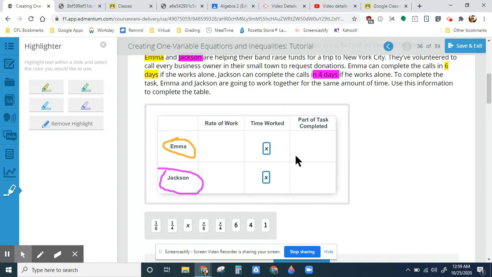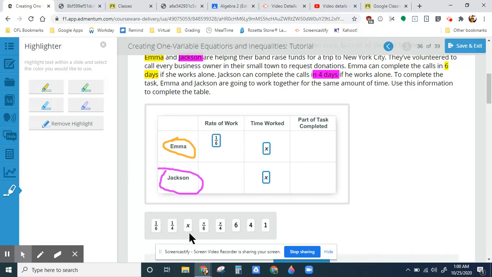All right. And their rate. So in one day, how much is Emma going to do? Emma's going to complete 1/6 of the work in a day. In one day, she does 1/6 of the work. If we did 6 days, it would be the entire work.